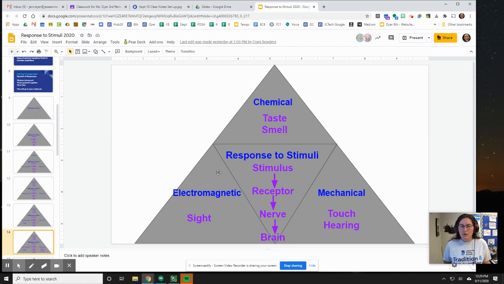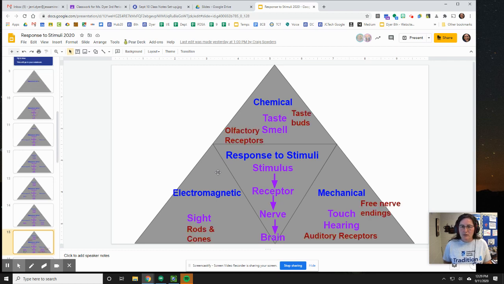Now that you have all of your stimuli and the senses associated with them caught up, let's take a look at what receptors are associated with each of these. So taste uses taste buds, smell uses olfactory receptors, sight uses the rods and cones that are located in your retina, touch uses free nerve endings, and hearing uses auditory receptors. Each one of these will send their messages through a nerve in order to get to the brain.